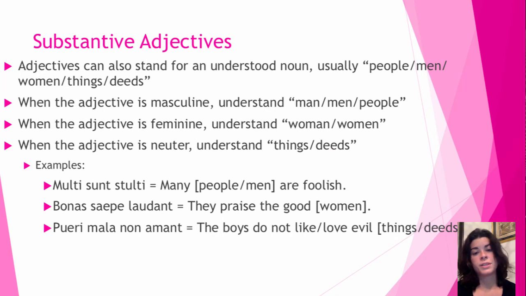Multi sunt stulti. Many people or men, whichever, are foolish. And the same thing, we have bonas saepe laudant, they praise the good women. And of course we used women because bonas is ending in the first declension adjective ending, which is used for feminine adjectives. So, bonas, good women. Pueri mala non amant, the boys do not love evil things or deeds. That's because mala here is neuter, standing in for bad things or bad deeds.